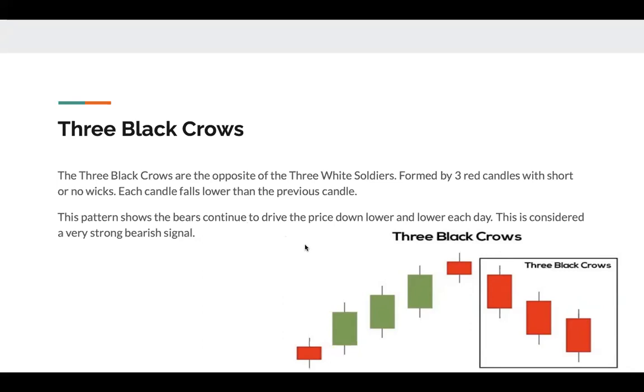This pattern shows that bears continue to drive the price down lower each day. This is considered a very strong bearish signal. You should be seeing this pattern now in the current market that we are in right now. You should be seeing this a lot. So same thing, you just want to see price keep closing lower. Right here, we started here, drove the price down, and we closed. Each time it closed lower and lower.